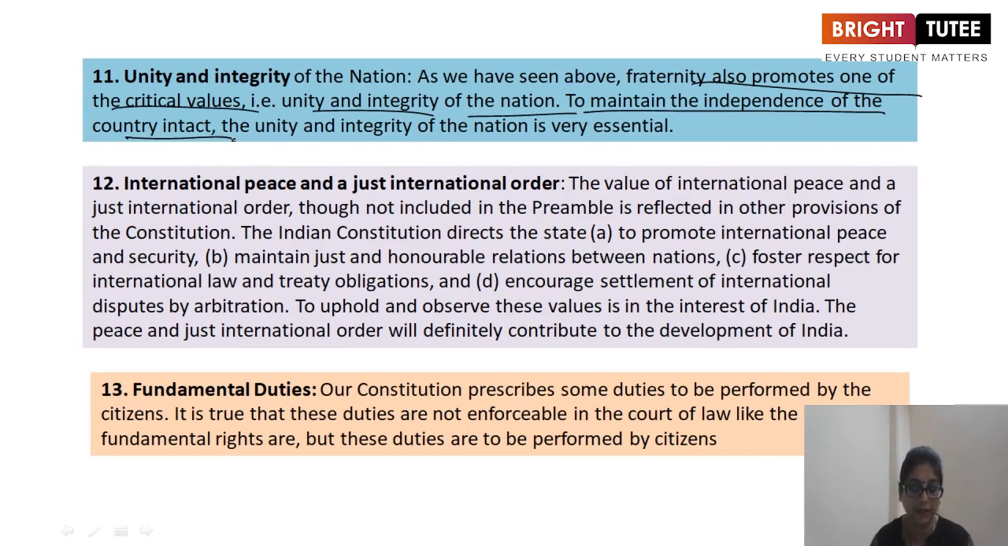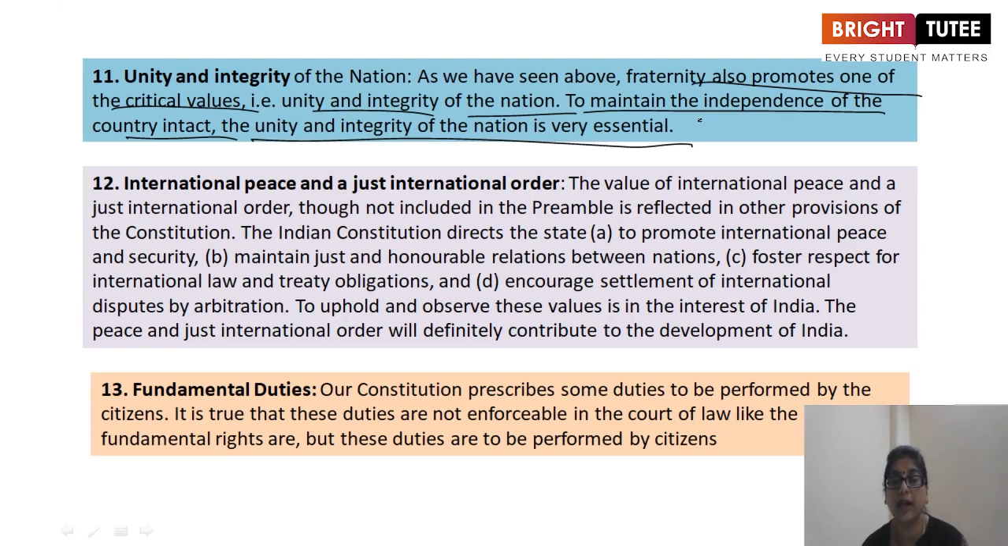To maintain the independence of the country intact, the unity and integrity of the nation is very essential. And the value of international peace and a just international order, though not included in the preamble, is reflected in other provisions of the constitution.